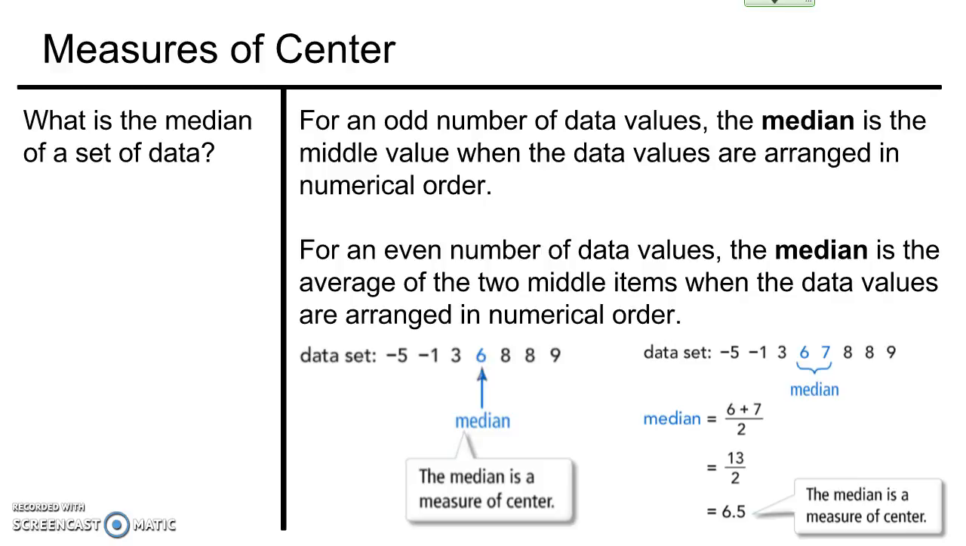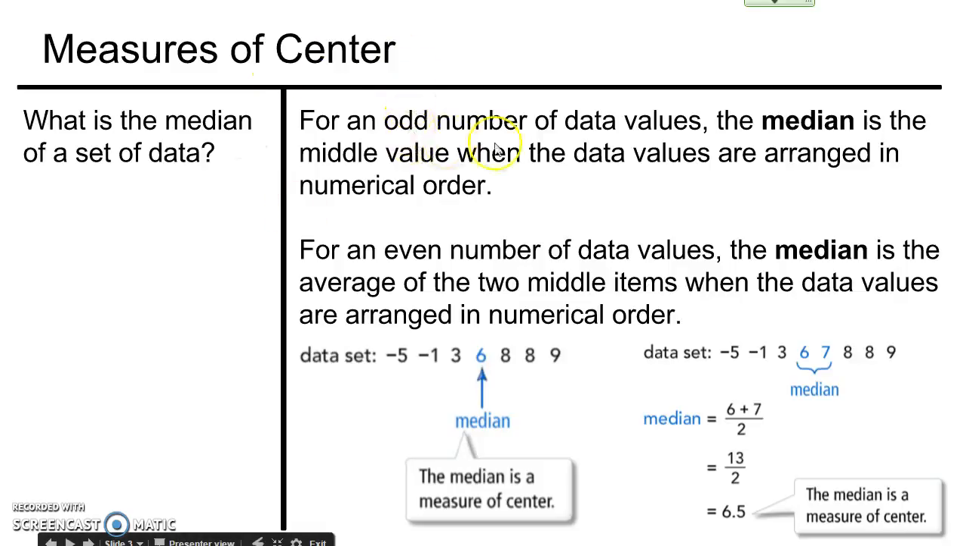The next measure of center you need to know is median. When we're doing the median, it is the middle number of the data set. There's two different things that you need to know for finding the median, depending on if there's an odd number of data values or an even number of data values. So I want you to copy both of these things down. The median is the middle number in your data set when you put your numbers in order from least to greatest. It's the middle number.